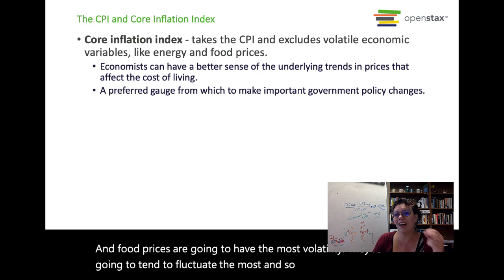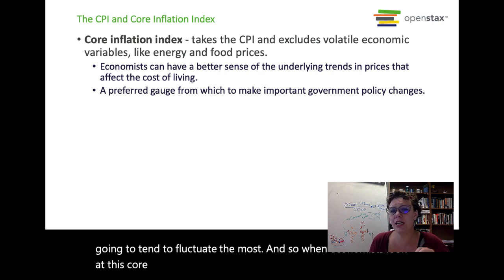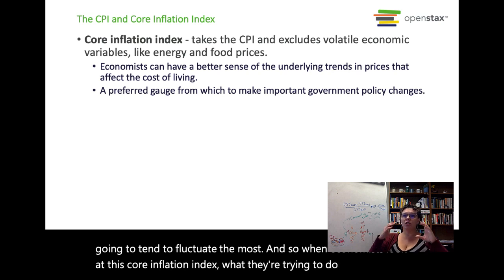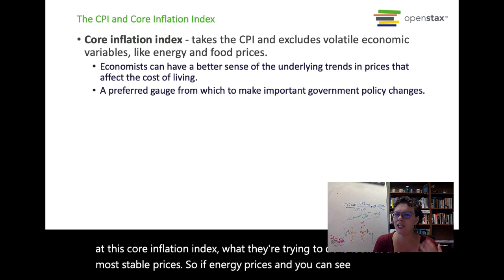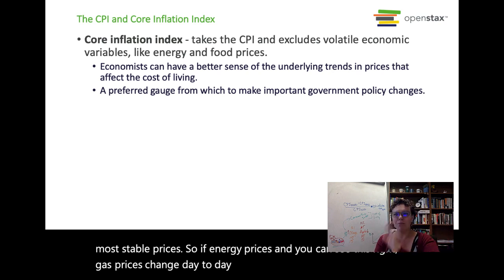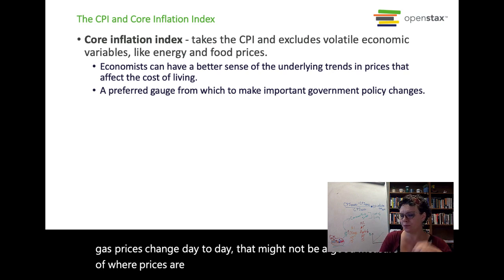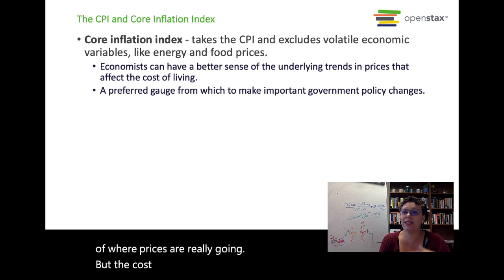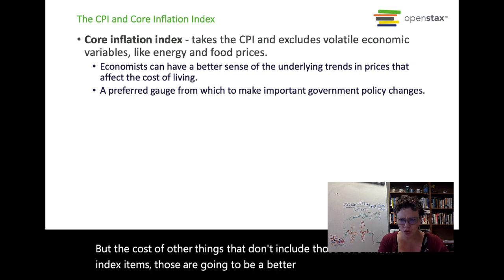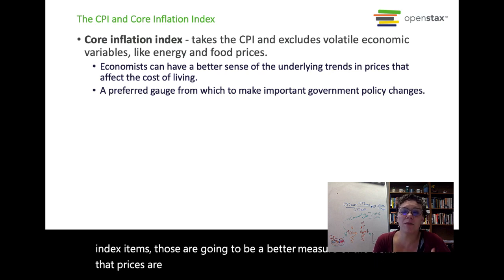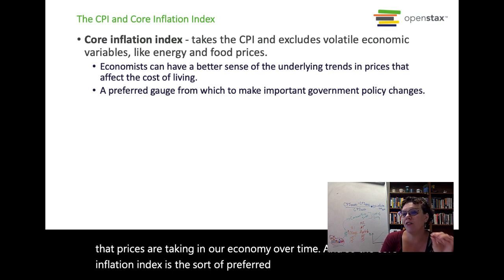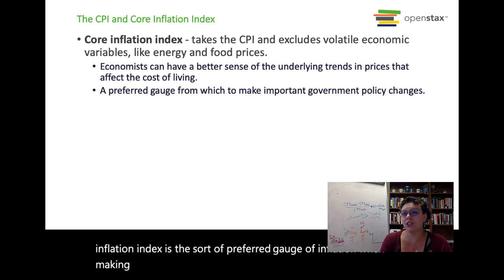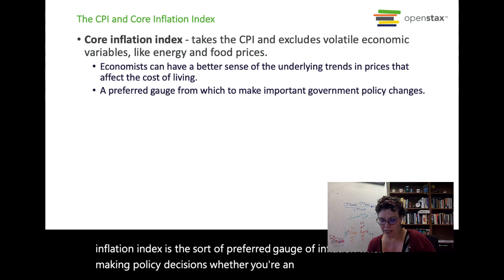And so when economists look at this core inflation index, what they're trying to do is look at the most stable prices. So if energy prices, and you can see this, right? Gas prices change day to day. That might not be a good measure of where prices are really going. But the cost of other things that don't include those items, those are going to be a better measure of the trend that prices are taking in our economy over time. And so the core inflation index is the sort of preferred gauge of inflation when making policy decisions, whether you're an economist or a policymaker in the government.